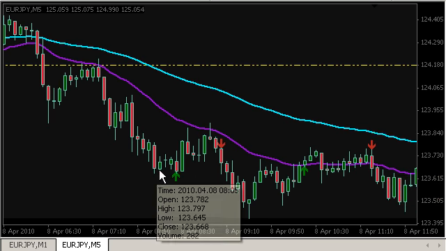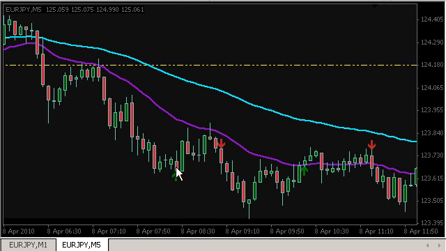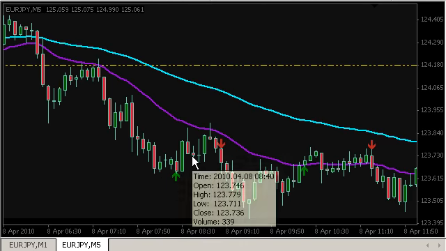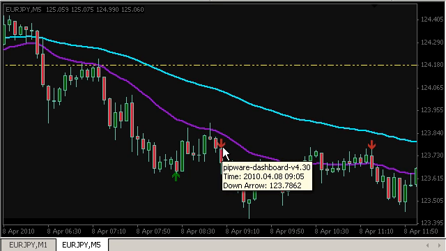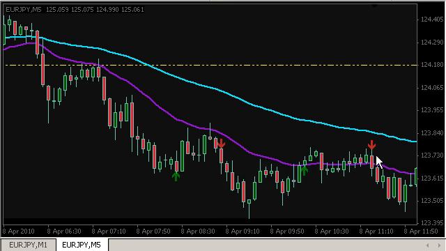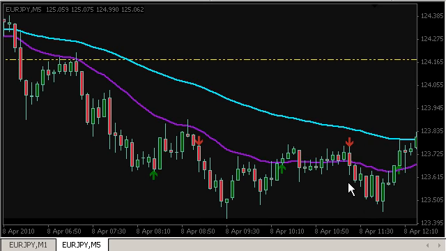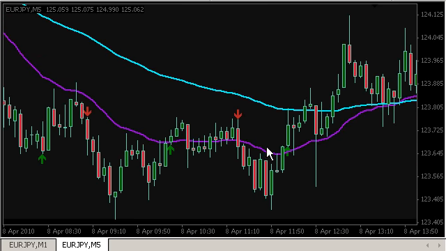Same as here, we had a pullback here and a pullback here, and potentially you could have gone in short here, but what the fractal break did for us, it got us in the better place, which was way out here. So in this case we got in here, in this case we got in over here. So we disregarded all this kind of rubbish going up.